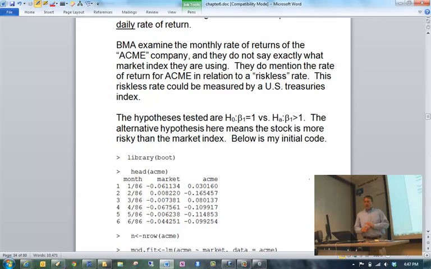Okay, so the reason why I gave you that little bit of background here is because we're going to look at estimating beta coefficients for this data set that is in the boot package. It's for the Acme company.